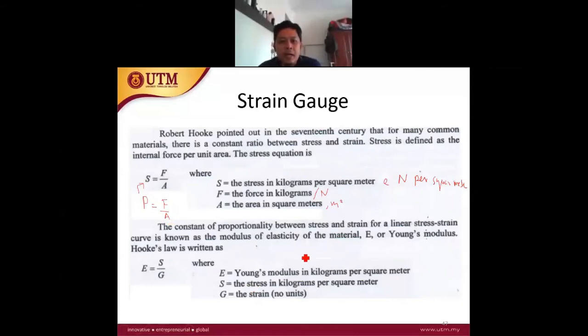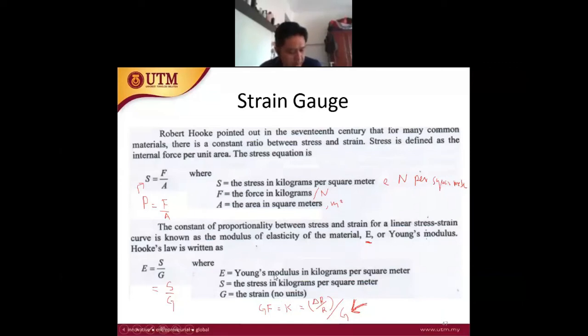Then another equation you need to know is the constant of proportionality between stress and strain for a linear stress curve, known as the modulus of elasticity of the material, E, or Young's modulus. E is the ratio of stress to the strain G. Where do we get the G? G you can get from the gauge factor, equivalent to delta R over R over G. So G can be obtained from the gauge factor. G has no unit.